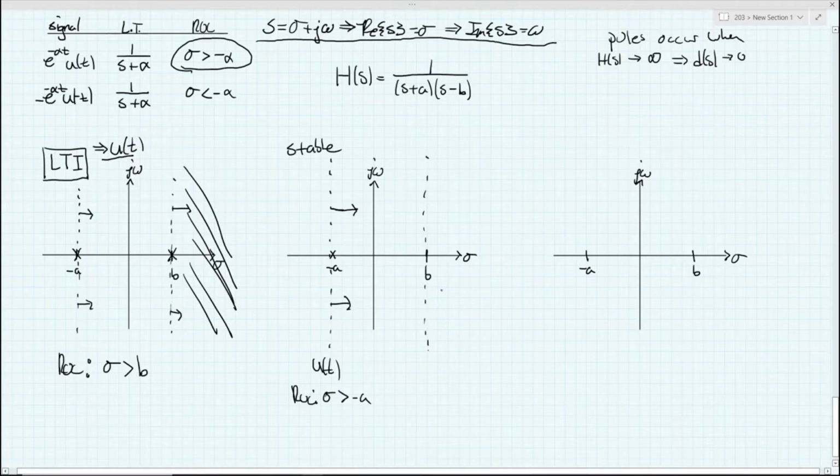And then if we contain the j omega axis, that means that the signal associated with the pole at b must be going this way, must be going back. So this is going to correspond to a u of negative t. And the region of convergence for this signal is going to be sigma is less than b.